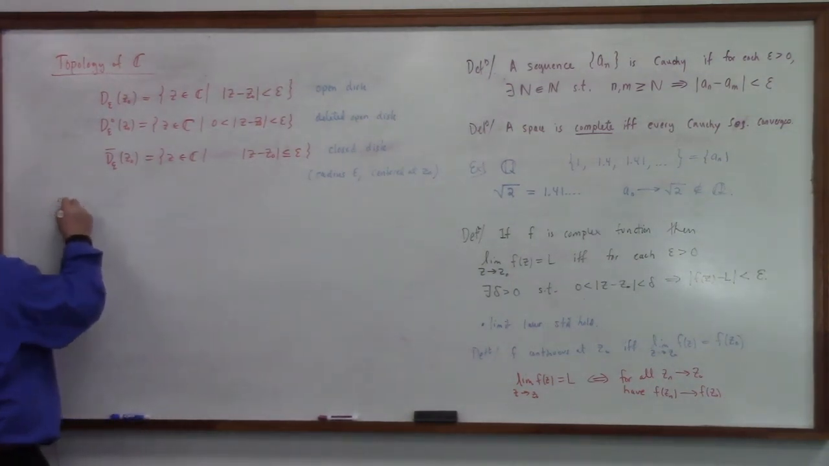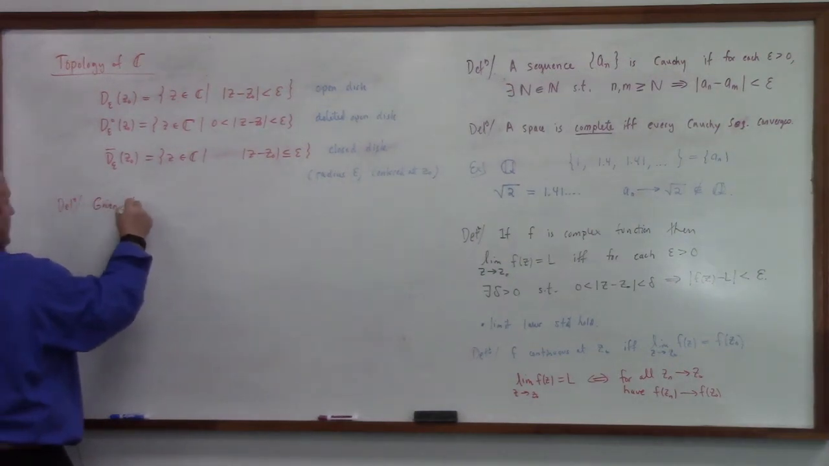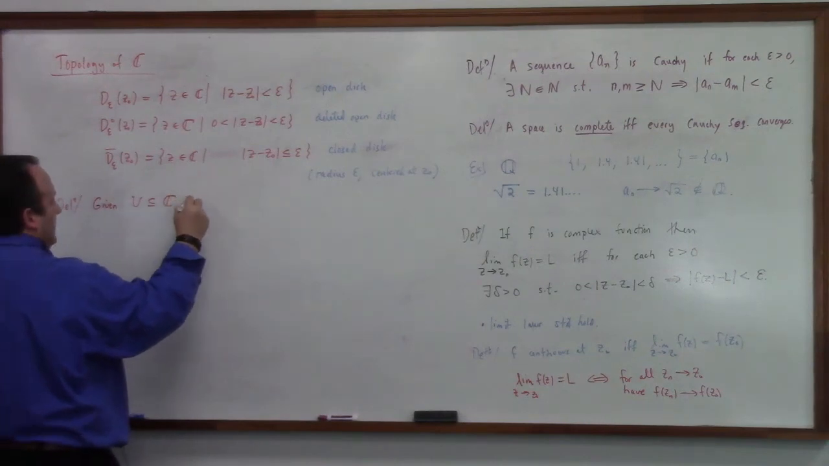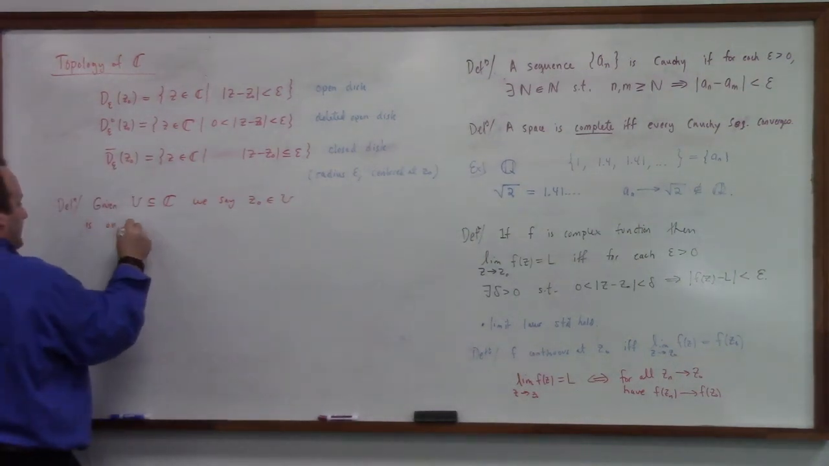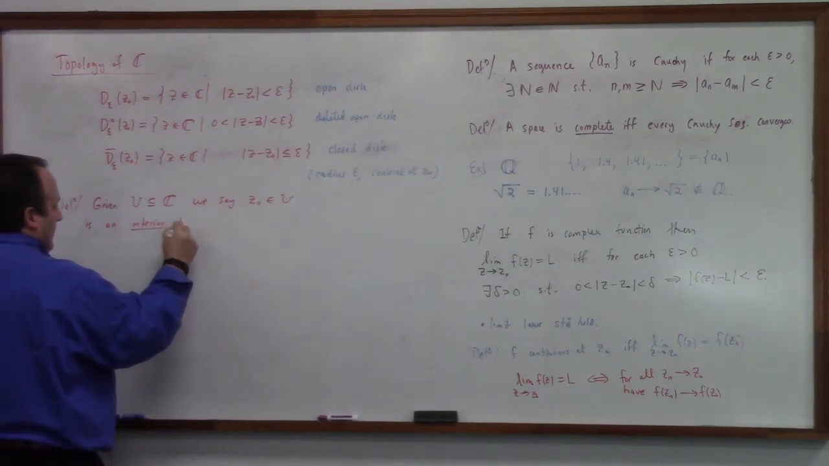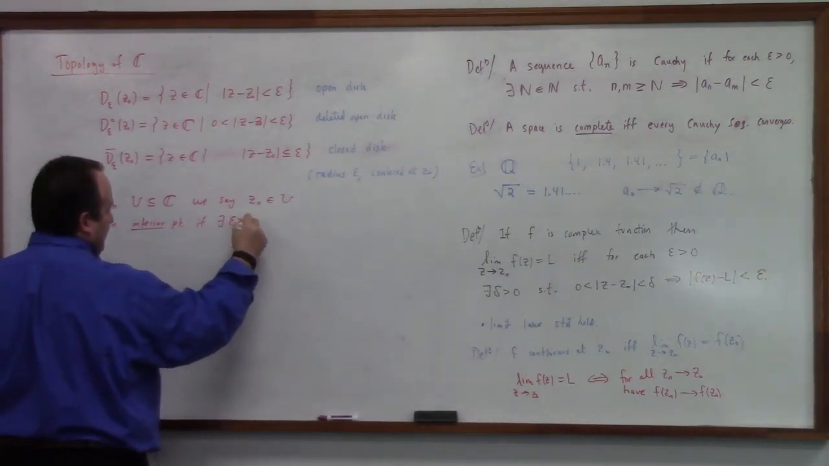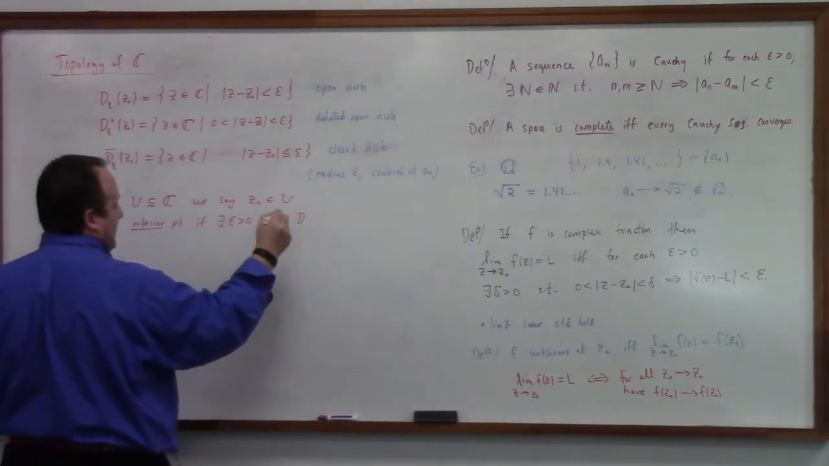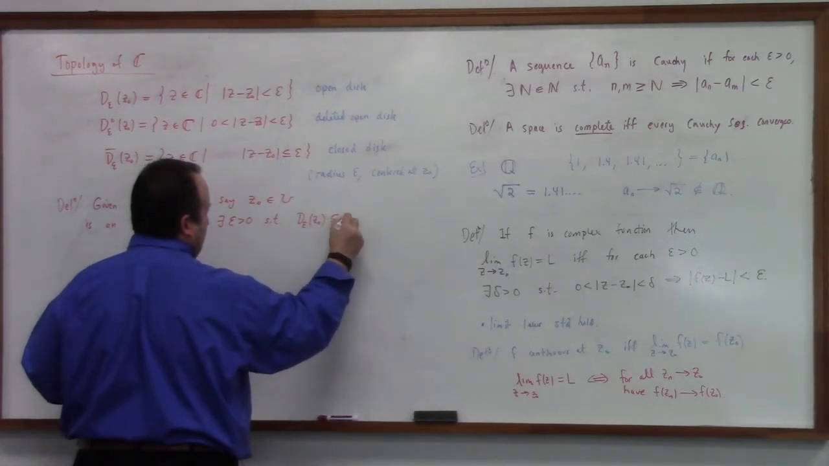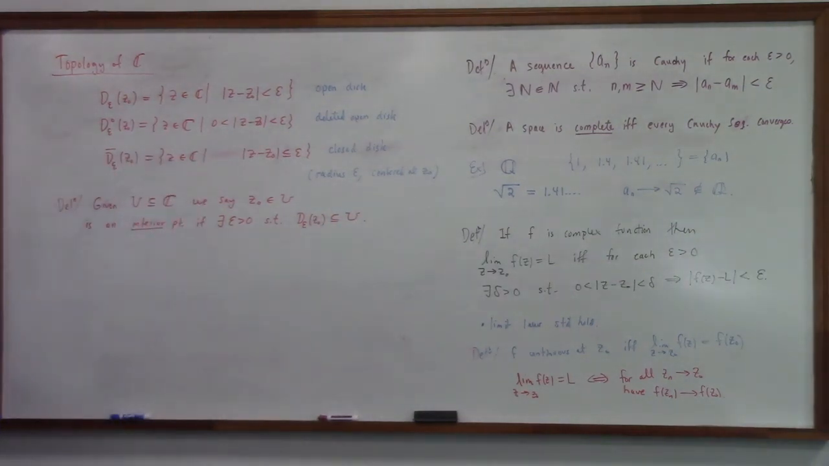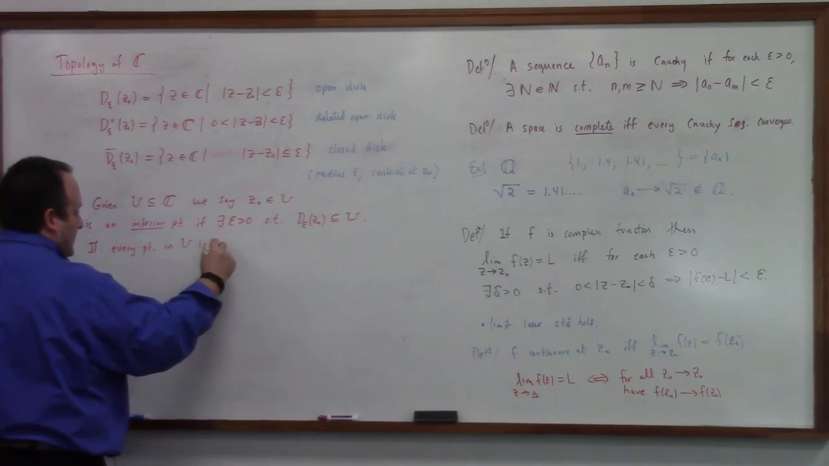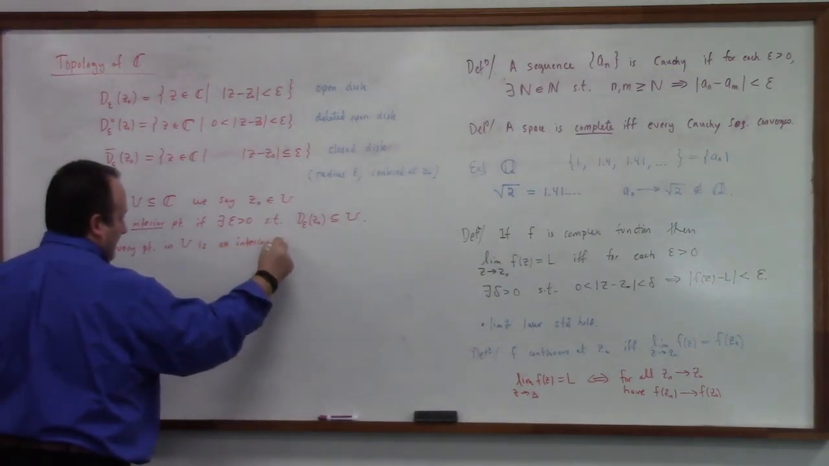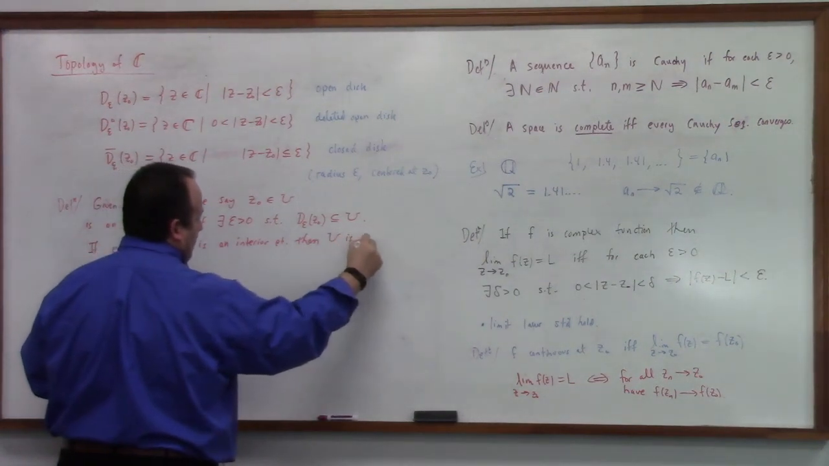So, definition. Given U a subset of the complex plane, we say z naught, an element of U, is an interior point if there exists epsilon greater than 0 such that the epsilon ball centered at z naught is a subset of U. If every point in U is an interior point, then U is open.